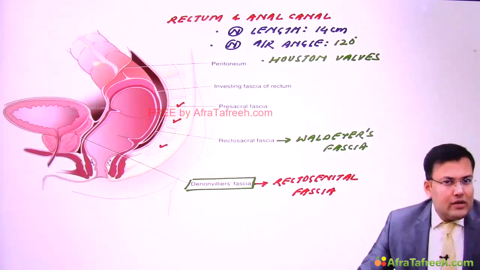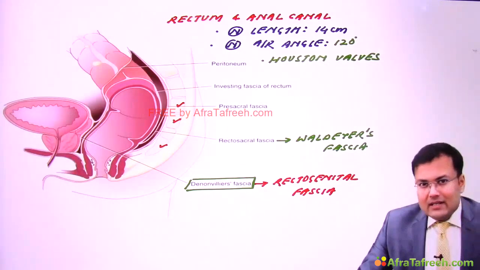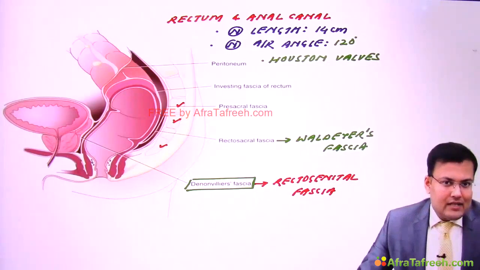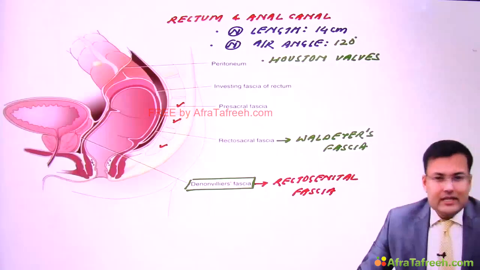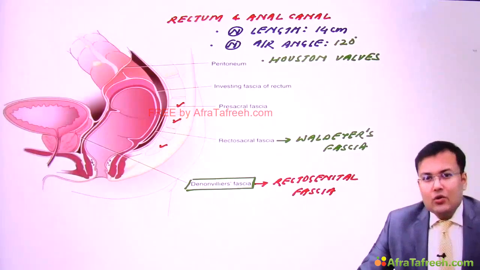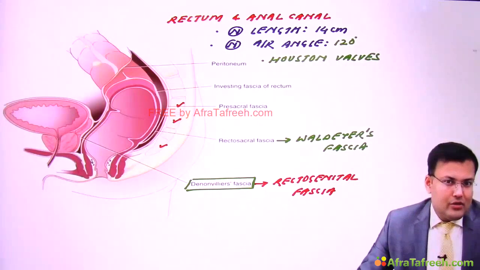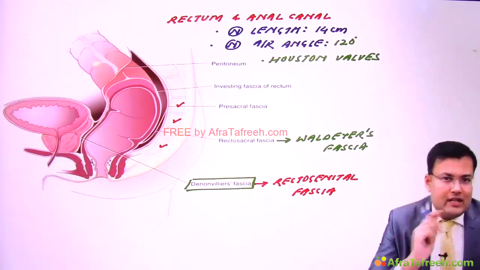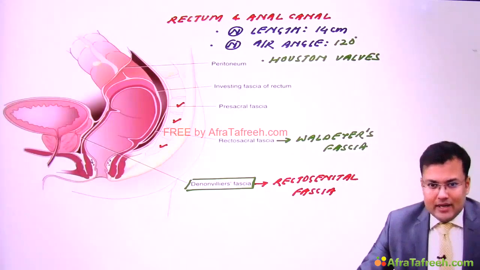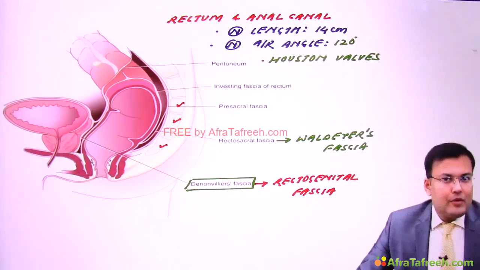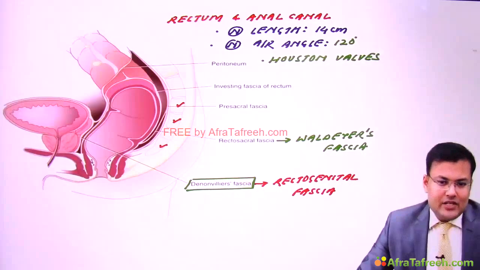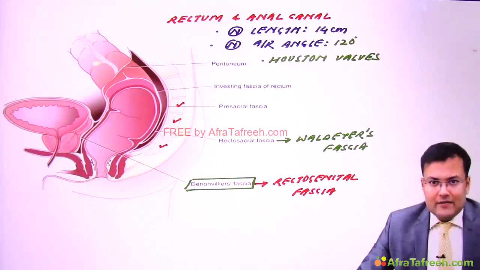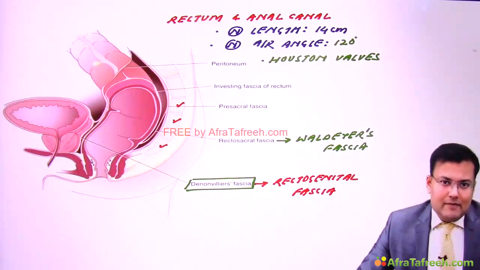What is this total mesorectal excision? We will discuss this in detail when I discuss carcinoma rectum. Total mesorectal excision is done to achieve complete oncological clearance in patients of carcinoma rectum. Clear? So these are the two important fascia. One is Waldeyer's, which is also known as rectosacral fascia, and second is Denonvilliers, which is also known as rectogenital fascia.